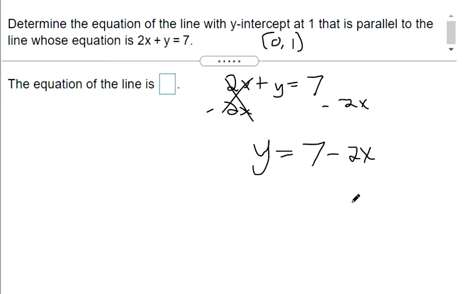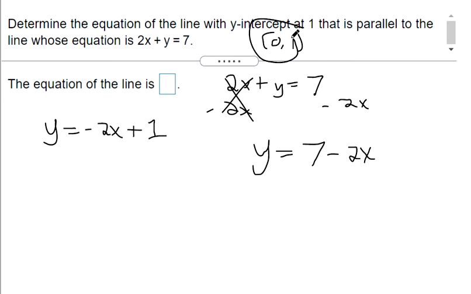And the slope is always the number that's attached to the x. So the slope is -2. Okay? So if you're asked to create an equation that's parallel to this one, it's got to have the same slope. y = -2x. And then it's usually plus b. That's usually what we write, but b is the y-intercept. And they tell us they want a y-intercept of 1.